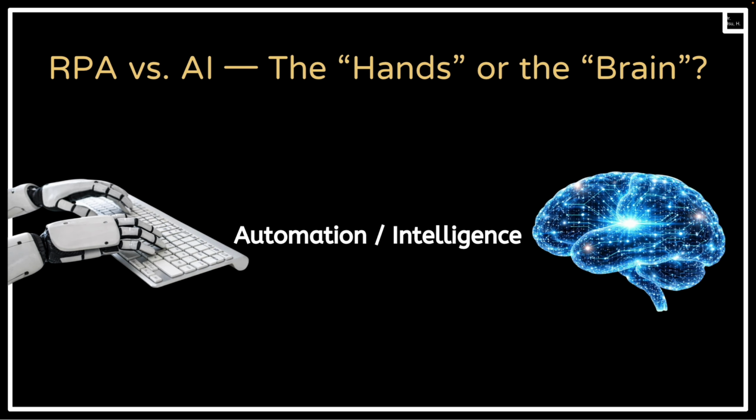RPA is like the digital hands of the employee. It executes steps, clicks buttons, transfers data, and follows fixed procedures. AI is more like the digital brain. It learns, predicts, interprets, and supports judgment. So if you remember only one visual from this section, remember this one. RPA acts. AI learns and designs.